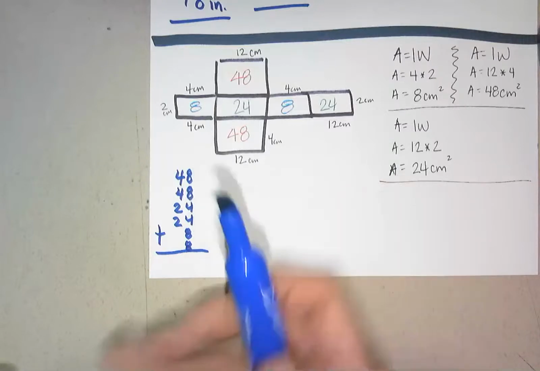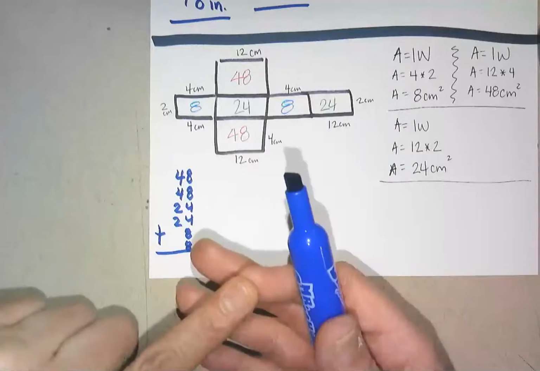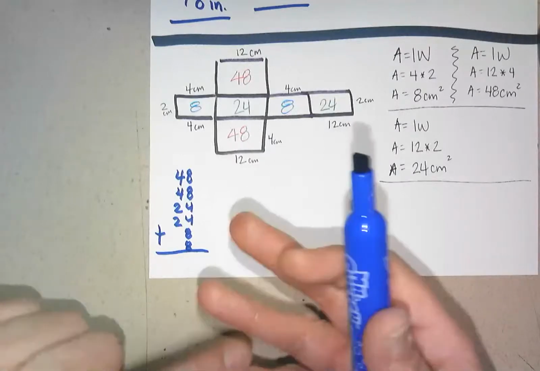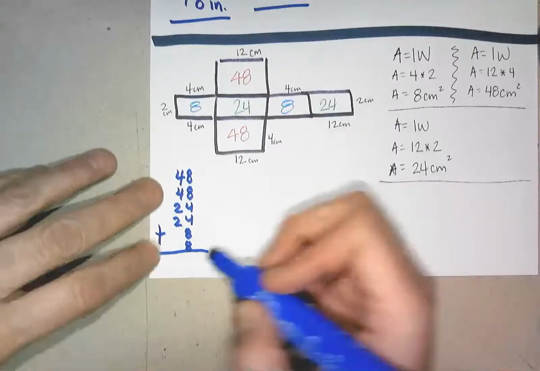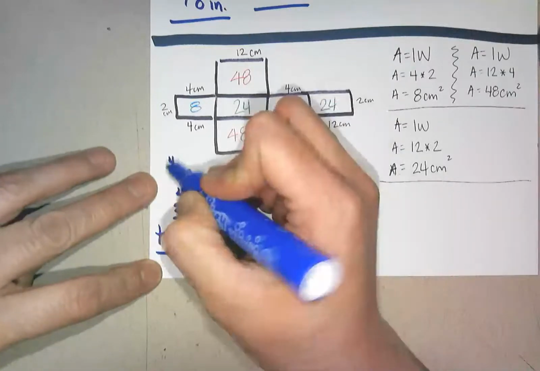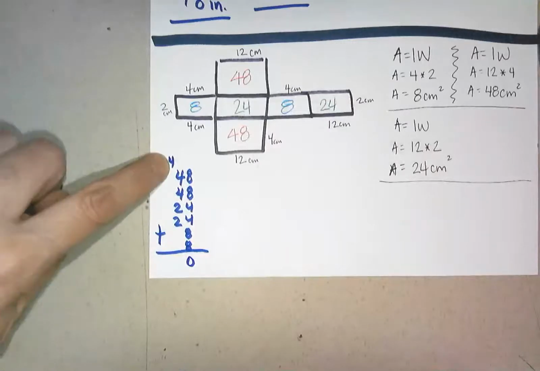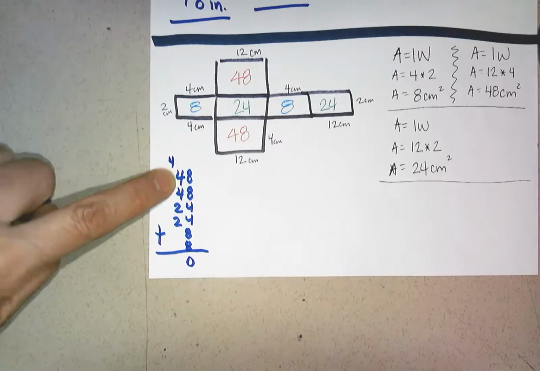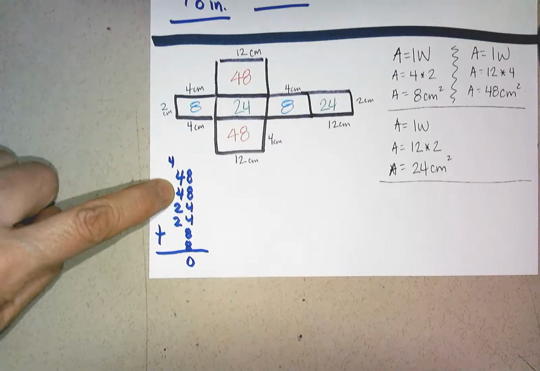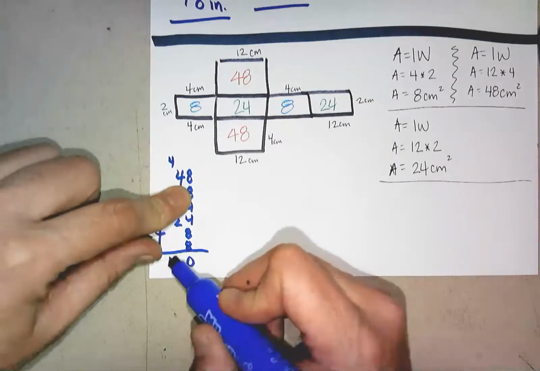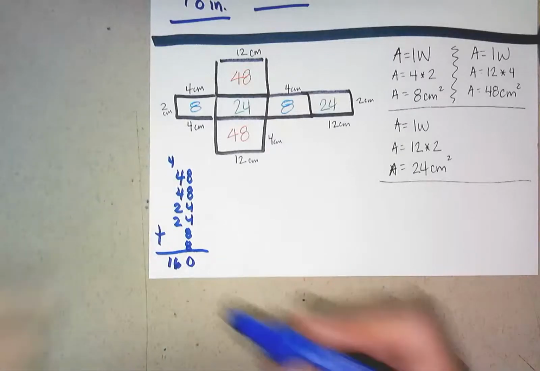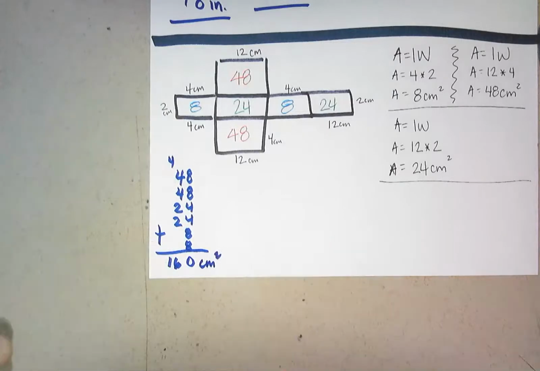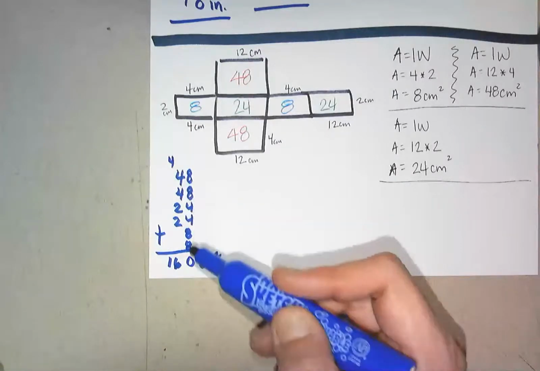16, 17, 18, 19, 20, 21, 22, 23, 24, 25, 26, 27, 28, 29, 30, 31, 32, 33, 34, 35, 36, 37, 38, 39, 40. Yes, we are correct. So put my 0 down, carry my 4. 4 and 4 is 8. 4 more is 12, 13, 14, 15, 16. So 160, and what was our measurement for everything? Centimeters squared. So that's if you use the long way to add up all the numbers.